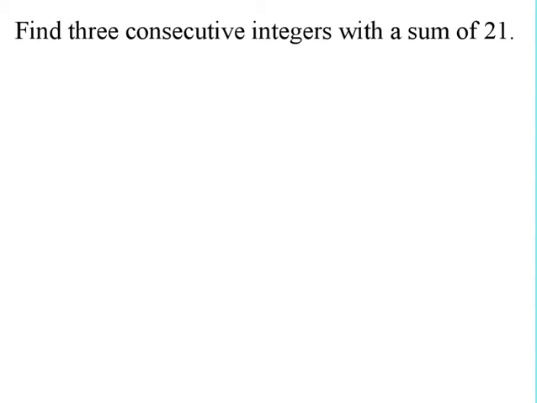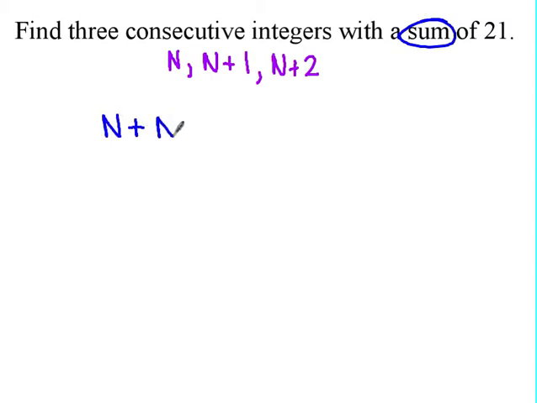First thing I'm going to do, I'm going to write the 3 consecutive integers just for my own little peace of mind. There's the first 3 consecutive integers, n, n plus 1, and n plus 2. Now notice what it says. It says find 3 consecutive integers with a sum. What does sum mean that you do? Add them. So basically, I'm going to take n plus n plus 1 plus n plus 2, and that's going to equal 21.